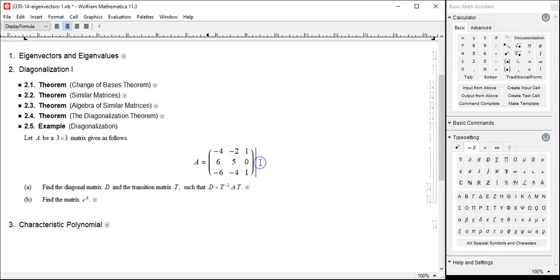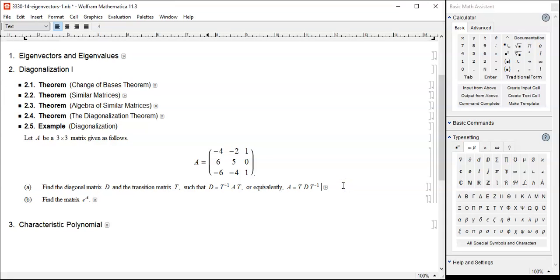All right, here's a 3 by 3 matrix, and find the diagonal matrix D and the transition matrix T such that D is T inverse AT. Or equivalently, A is equal to T D T inverse. These two are equivalent. All I have to do is flip this T inverse to the other side into T, and then this T to the right hand side into T inverse, and that's what we get over here. So these two are equivalent.